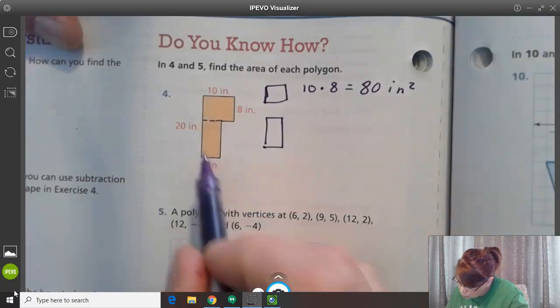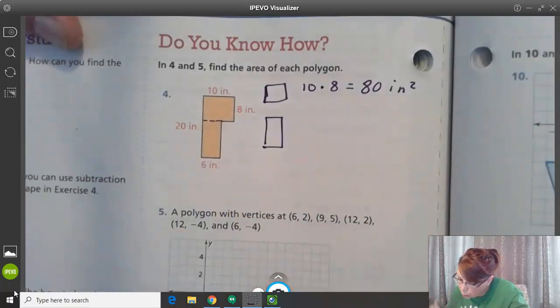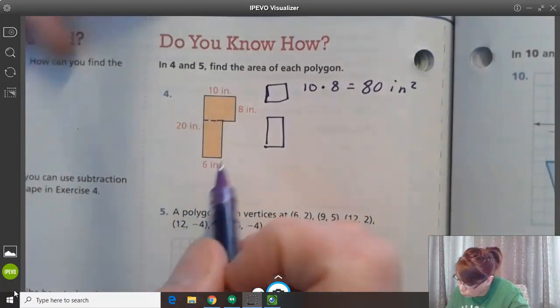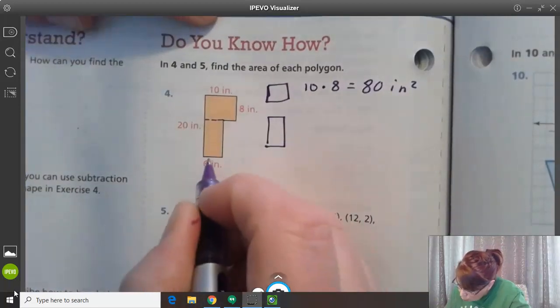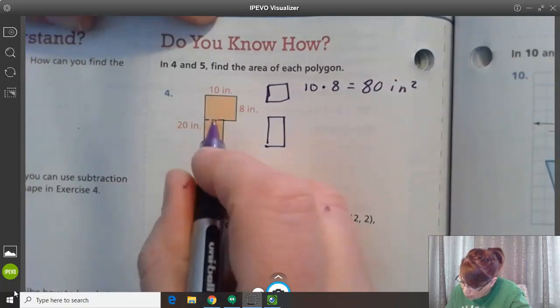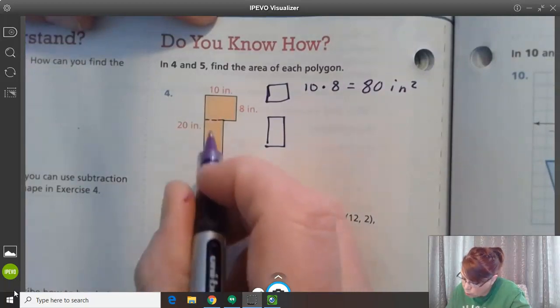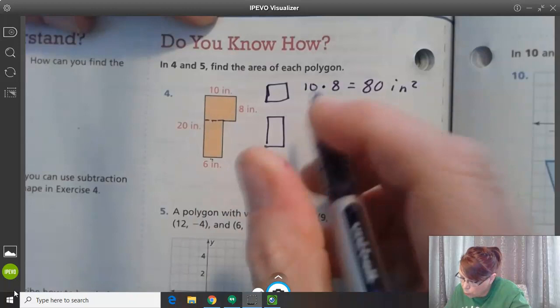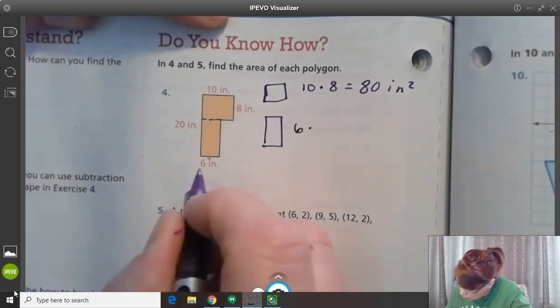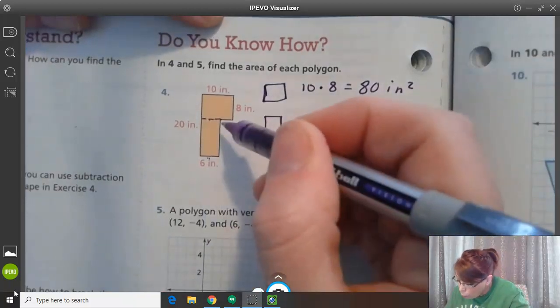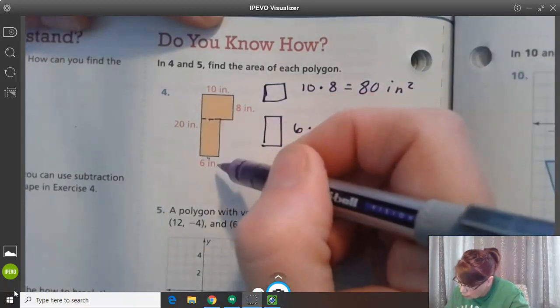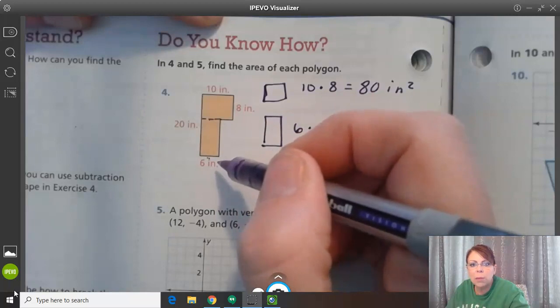And now I have to do the dimensions for this one, which is going to be a little bit more challenging, because we're trying to figure out how wide this portion is. Well, this is a rectangle, which means it has 2 sets of congruent sides. So this side and this side would be the same measurement. So it is 6. Since this part right here is 6, that means this part is 6. Now we have to figure out how much this is.